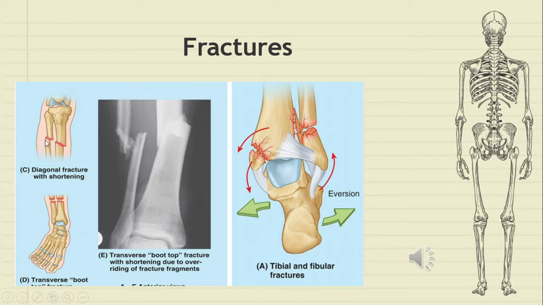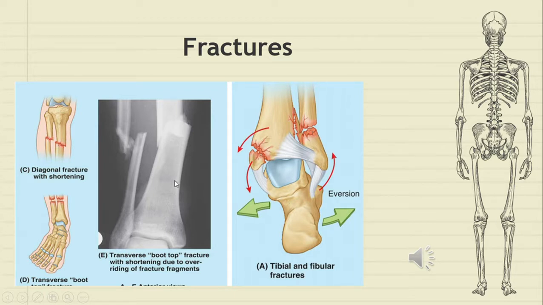Fibular fractures are usually associated with tibial fractures, and they occur more in the lower part of the fibula. Here you can see with the twisting of the ankle, especially eversion, there is a fibular fracture and also tearing and sprain of associated ligaments.